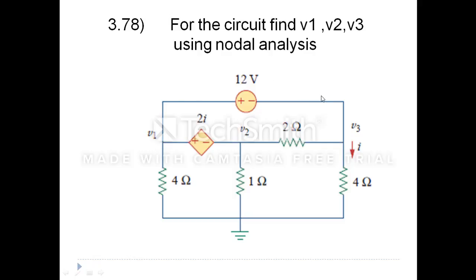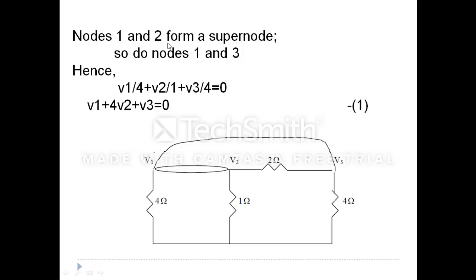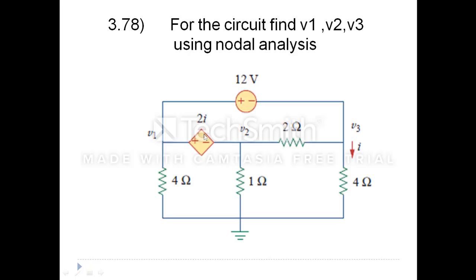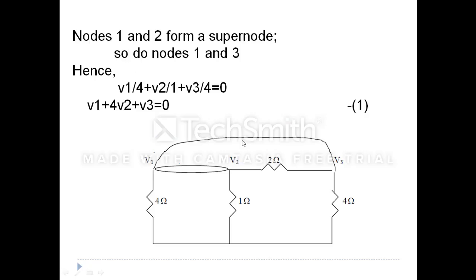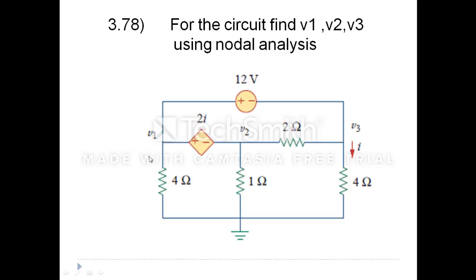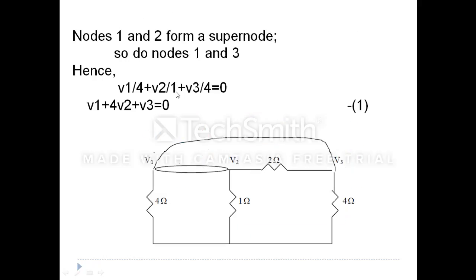Similarly, there is a current source and there is a voltage source between node 1 and node 3. This is node 1 and this is node 3. There is a voltage source also, so it will also form a super node. So node 1 and 2 form a super node, so do node 1 and 3. Hence, as it is a super node, after writing the equation at the super node, you will get V1Y4 plus V2Y1 plus V3Y4 which is equal to 0, which will give you V1 plus 4V2 plus V3 equal to 0. Let it be equation 1.